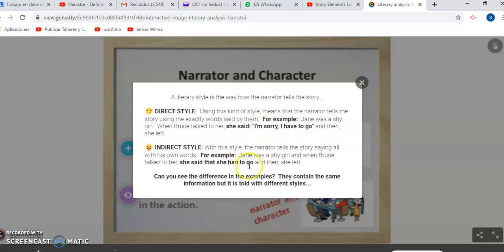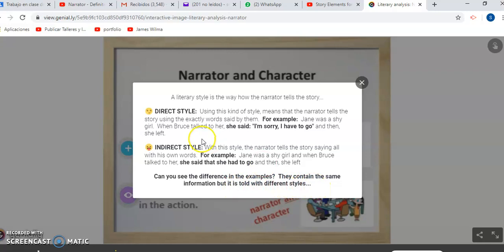But in the second style, we are not using quotation marks. Why not? Because the narrator is using his or her own words in order to talk about some words that other characters said. Can you see the difference in the examples? They contain the same information, but it is told in different styles.